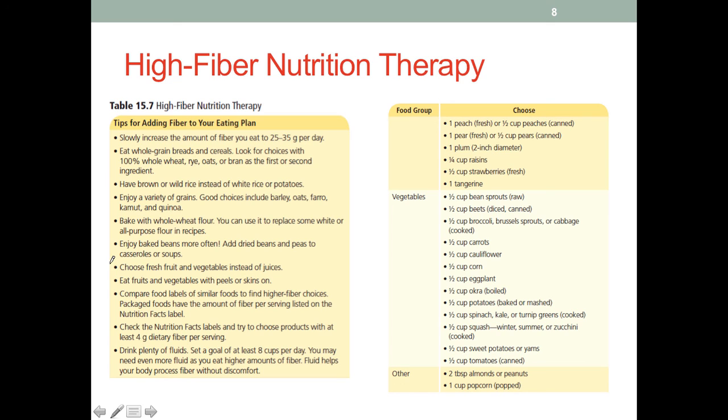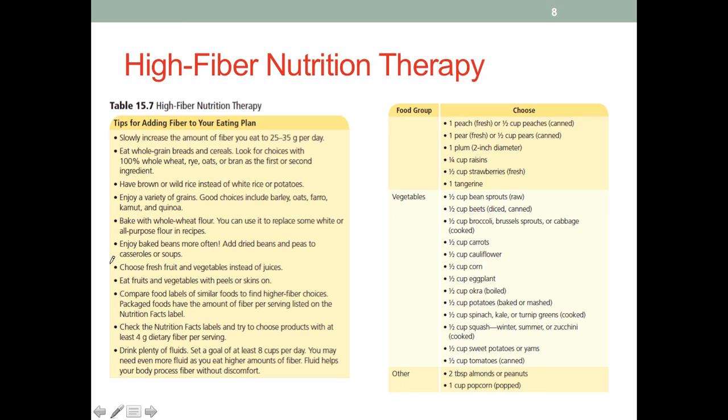So fiber intake is the focus of nutrition therapy for constipation. Here are some tips on how to give high fiber nutrition therapy. So the tips are very straightforward. Please just remember that fiber can only come from plants. Therefore, when we want to increase fiber intake, we will be increasing whole grain products, fruits, and vegetables.